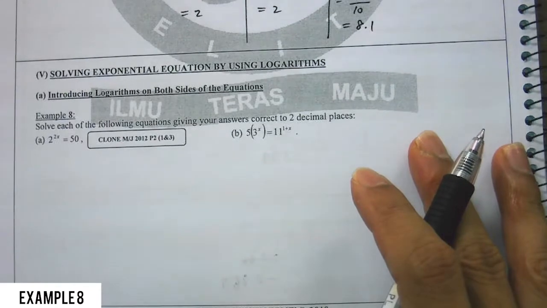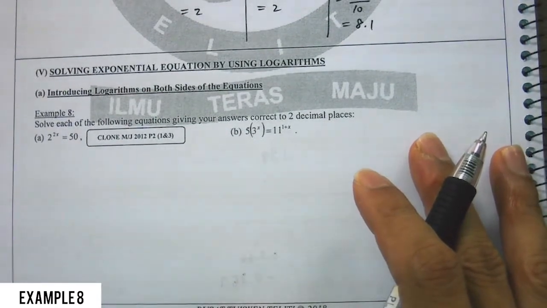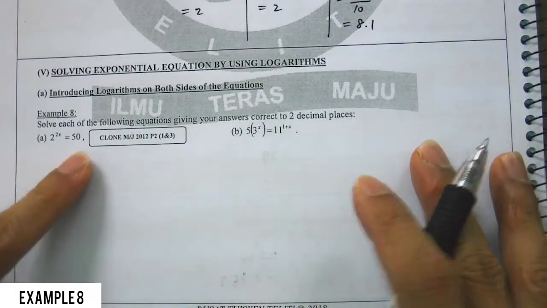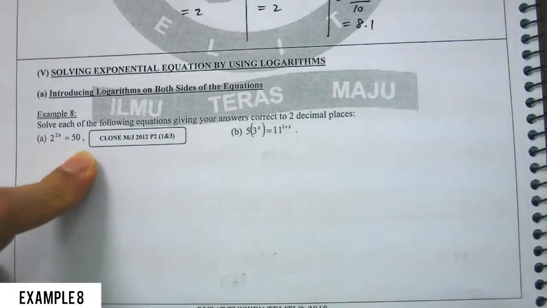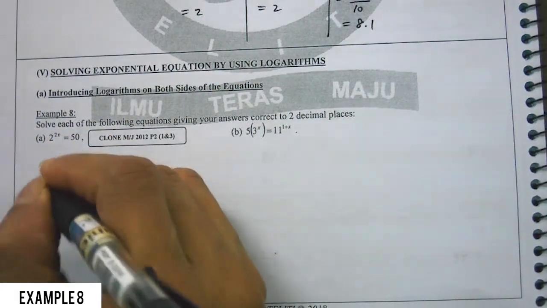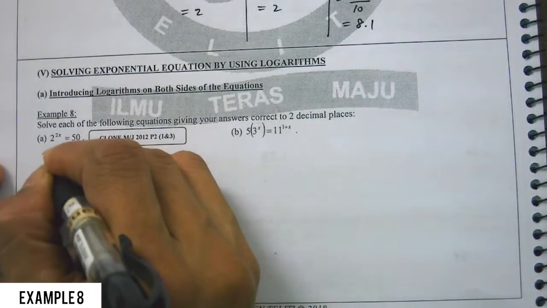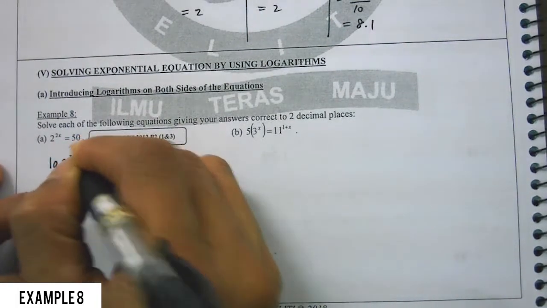Okay. Can you say 50 is 2 power anything? The closest I can get is 2 power 6 is 64, 2 power 5 is 32. So I know the answer for 2x should be 5 point something. But we cannot find exactly what it is. So this is where we can use the concept of introducing log on both sides.